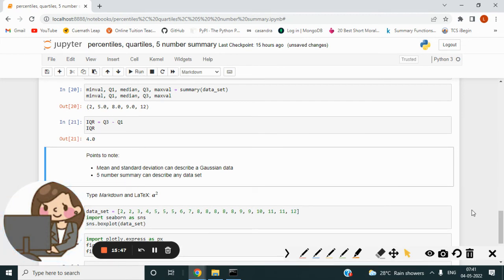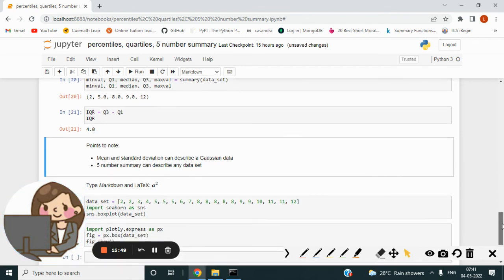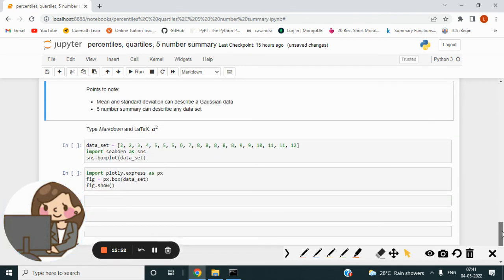So there's some points to note over here. Mean and standard deviation are used to describe a Gaussian data set. Okay, and the 5-number summary is used to describe any other data set, any data set which doesn't fall in the Gaussian category. Mainly this median and these quartiles are based on medians, right? So it is a measure of spread from the median. So the 5-number summary can be used to describe any other data set.